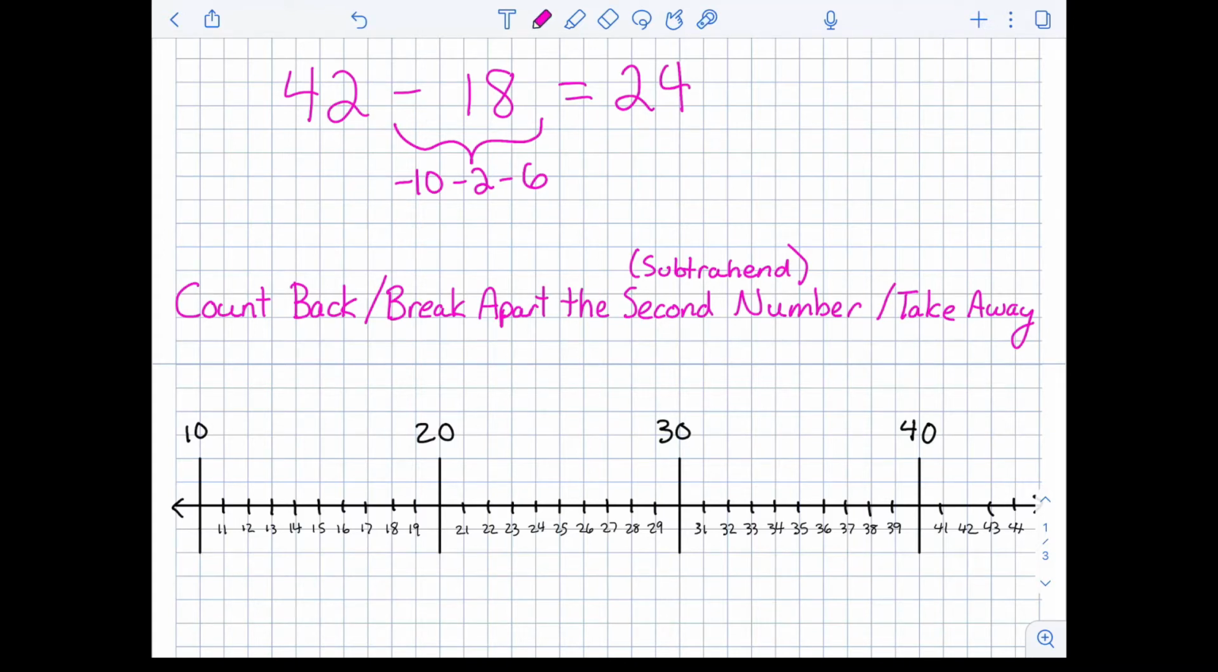If we start at 42, right here, and we start taking away, well, when I take away 10, I land at 32. I can take away 2 and take away another 6. Altogether, I took away 18. So my difference was 24, and that's where I landed on the number line. So the point that I landed on was my answer.